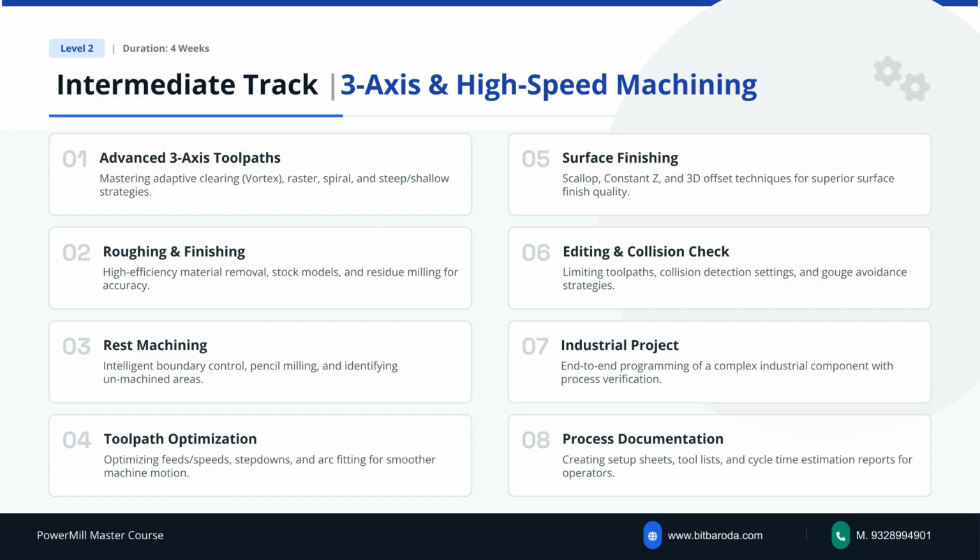Level 2 is the intermediate track, focusing on 3-axis and high-speed machining over 4 weeks. You'll master advanced 3-axis toolpaths like adaptive clearing, high-efficiency roughing, and rest machining. This level also covers toolpath optimization, surface finishing, and collision checks.